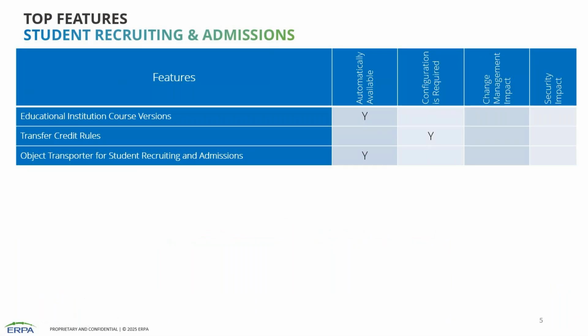Just a note that we don't have many release updates for student recruiting and admission this time. However, we will go through a few of them and see what impact they have on that module. The first ones are educational institution course version, transfer credit rule, and object transporter for recruiting and admissions, as well as for other modules. We will go into details with the educational institution course version.